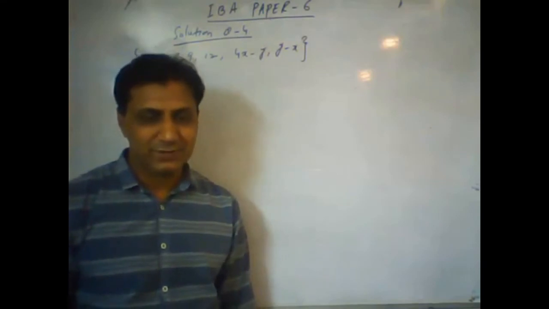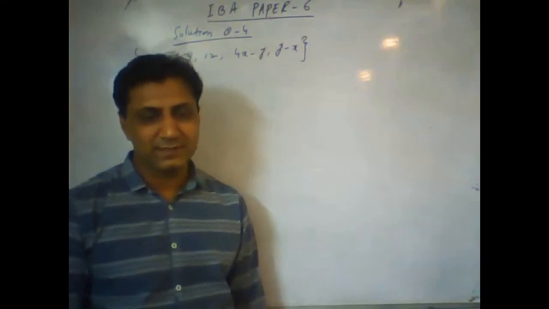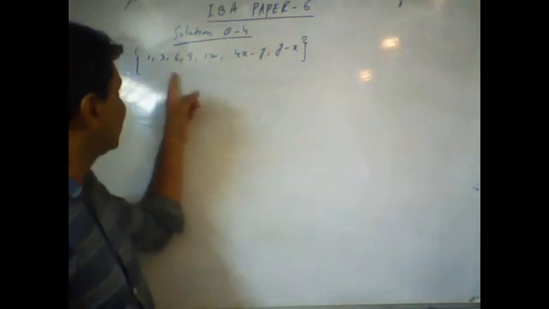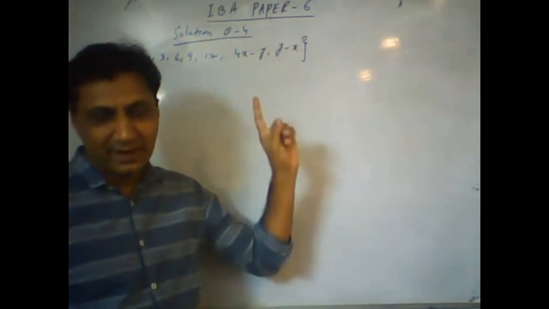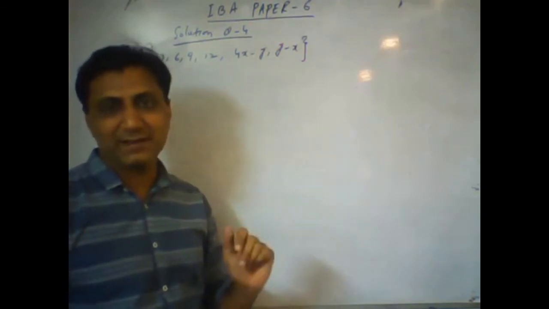IBA past paper 6, question number 4. The question says if the modes of the set 1, 3, 6, 9, 12, 4x minus y and y minus 6 are 6 and 9, then x plus y is.